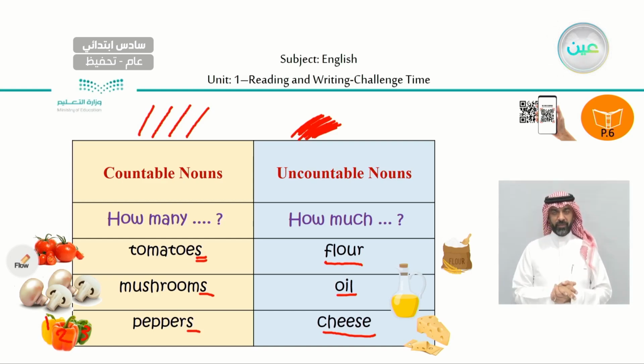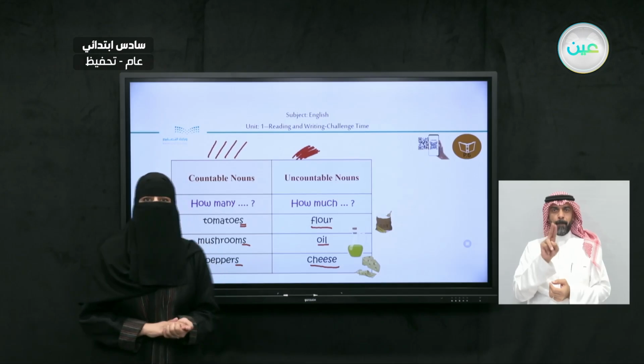So, again, countable nouns. We ask with how many. And here are some examples: tomatoes, mushrooms, peppers. And uncountable nouns, we ask with how much. And then here we have some examples: flour, oil, and cheese. Okay?